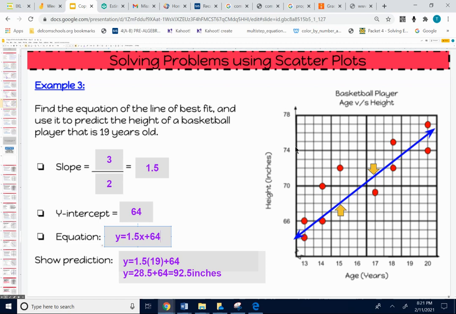But on the Khan Academy lesson, you do want to use the equation. Let me know if you have any questions.